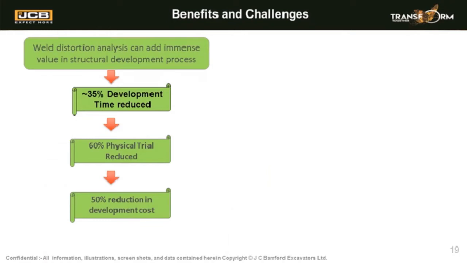In terms of the estimated business benefits, we've summarised these on this page. We've seen approximately savings in development time around about 30–35%, certainly feasible. 60% physical trial reductions, definitely, and a bit of an estimate here, but probably a 50% reduction in development costs is realistic.